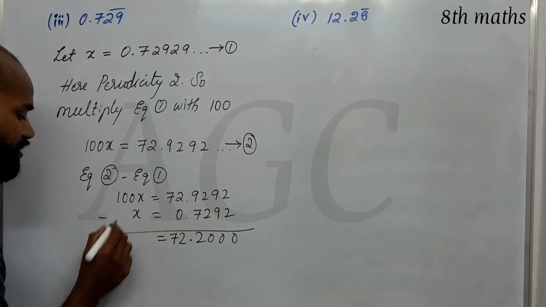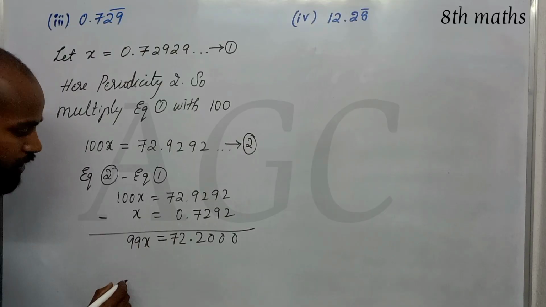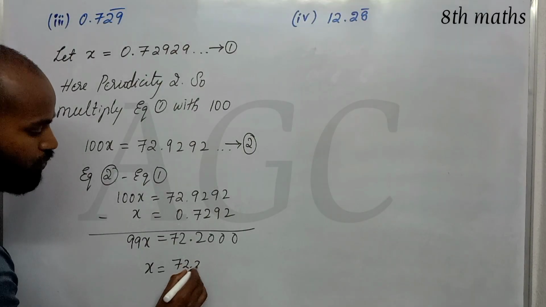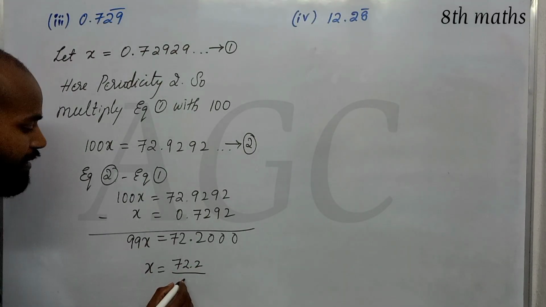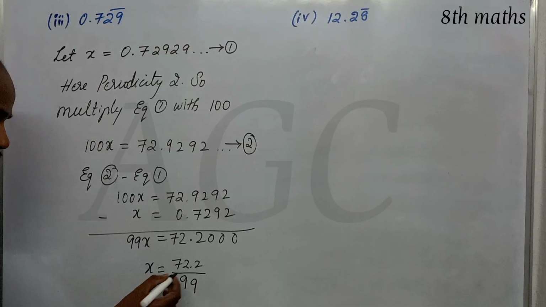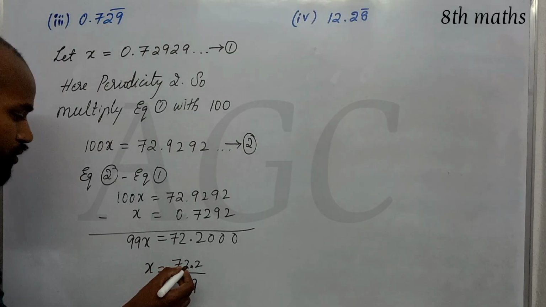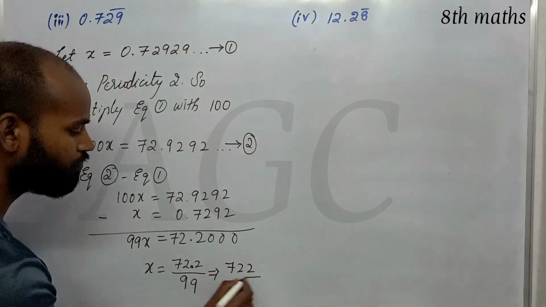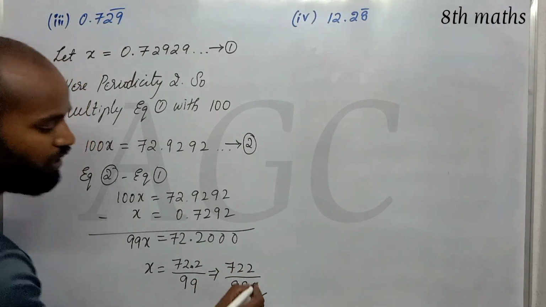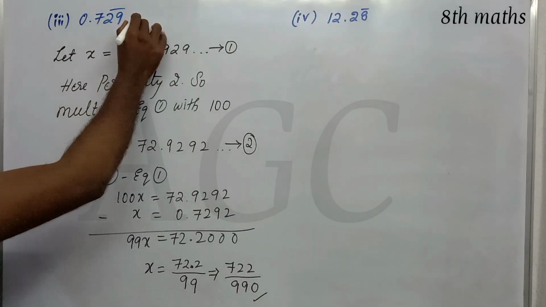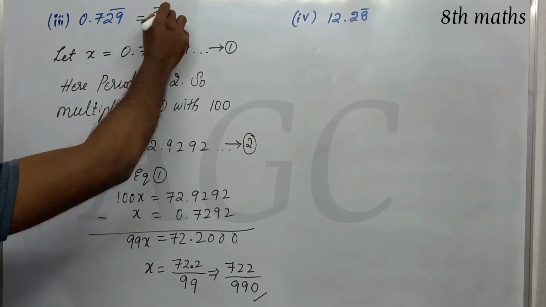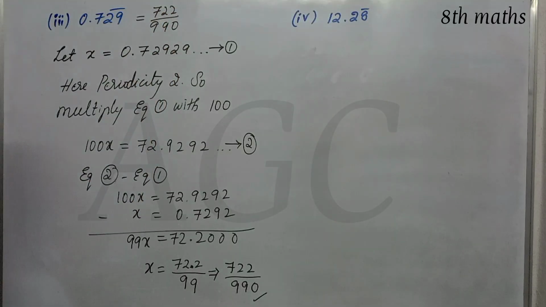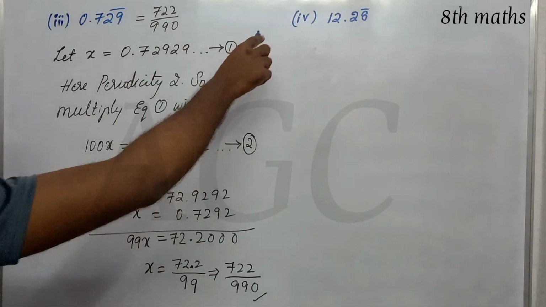Now 100x minus x, it is nothing but 99x. So here what we get, x equals to 72.2 by 99. So I want to remove this decimal point, right? So then what should I write here? So can I write this as 722 by 990? This is your answer. So what is the final answer here? What is the P by Q form here? 722 by 990. Okay.